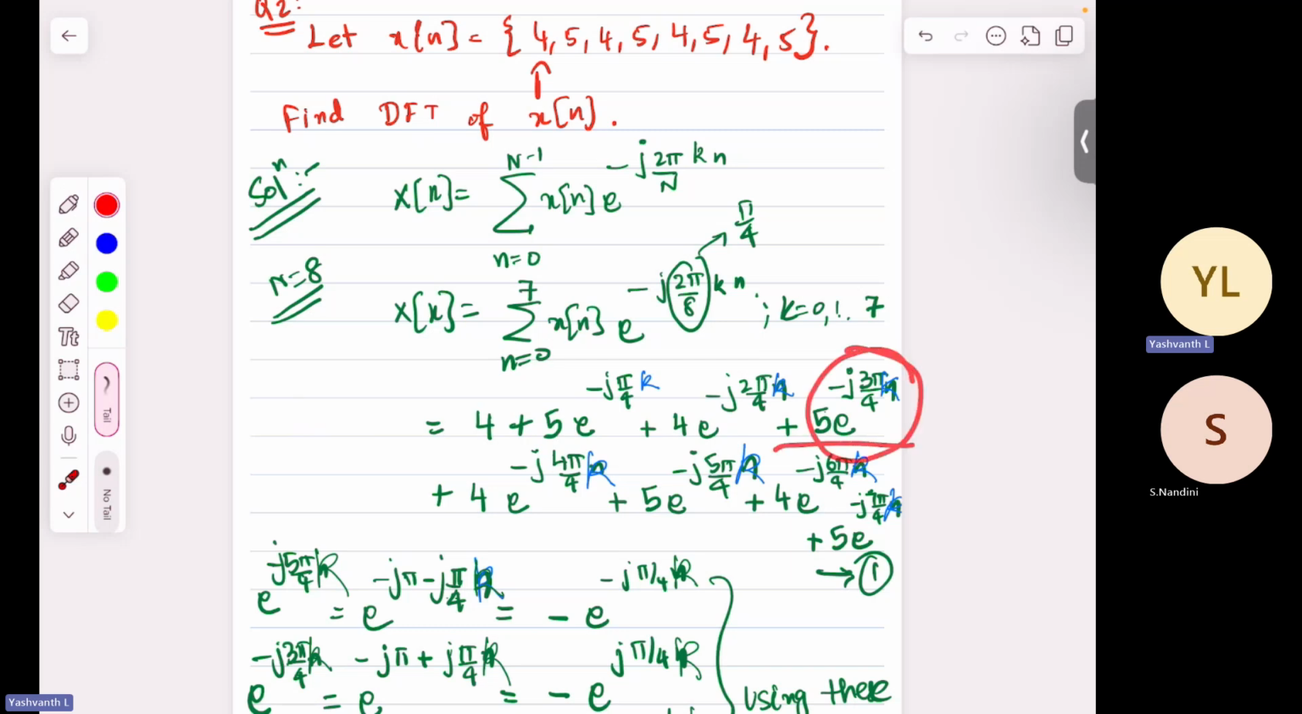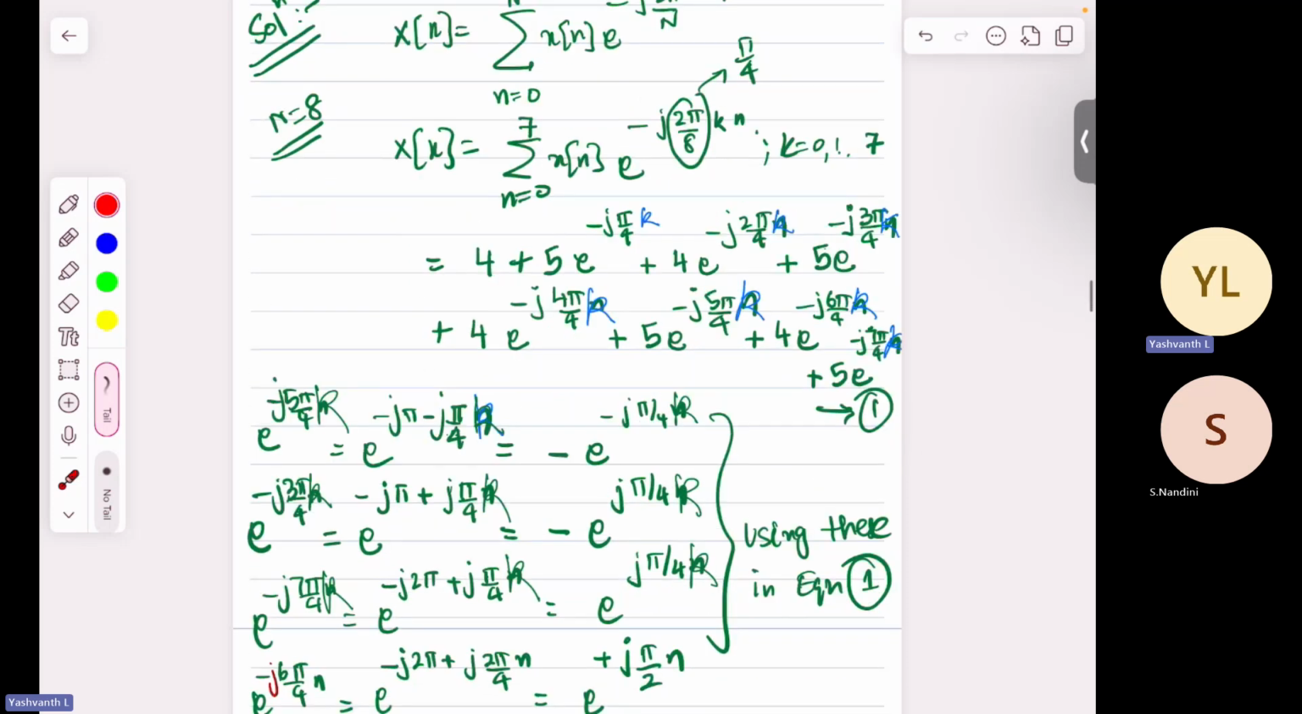This is x of 3 into e power minus j pi by 4 3k, plus x of 4 into e power minus j pi by 4 4k and so on. Okay, like that you need to do for all the 8 terms. There are 8 terms here. Now what I will do is use some properties.